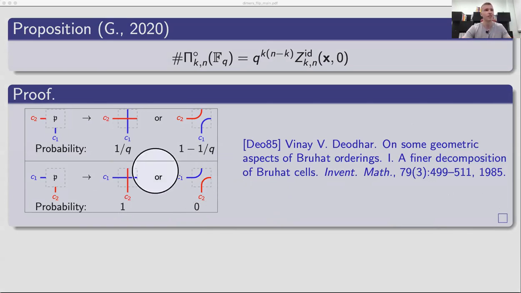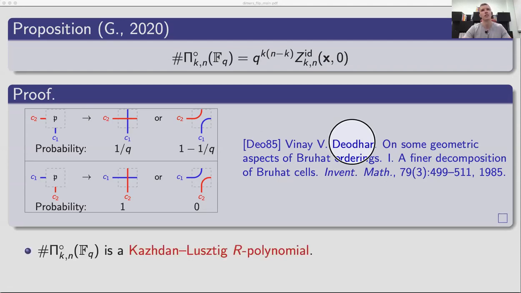what's surprising is that all these other weights correspond exactly to the weights in this paper of Deodhar. And this paper of Deodhar was, he was interested in computing these Kazhdan-Lusztig R polynomials, and then this number of points in the Positroid variety is a particular example of the Kazhdan-Lusztig R polynomial. And so, that's how the proof goes.